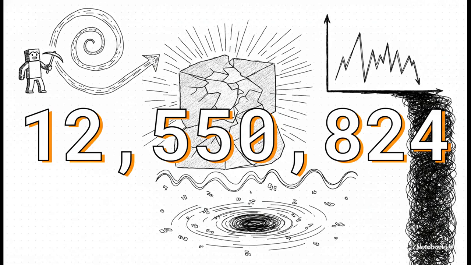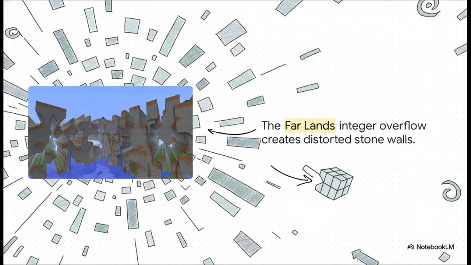If you divide that massive 2 billion number by our 171.1 scaling factor, you get roughly 12,550,824. When you travel exactly that many blocks away from the center of the world, the Perlin noise calculation exceeds that absolute 32-bit limit. The code triggers a catastrophic integer overflow, violently wrapping around from the maximum positive number straight into deep negative numbers. And this mathematical rupture creates the infamous far lands.